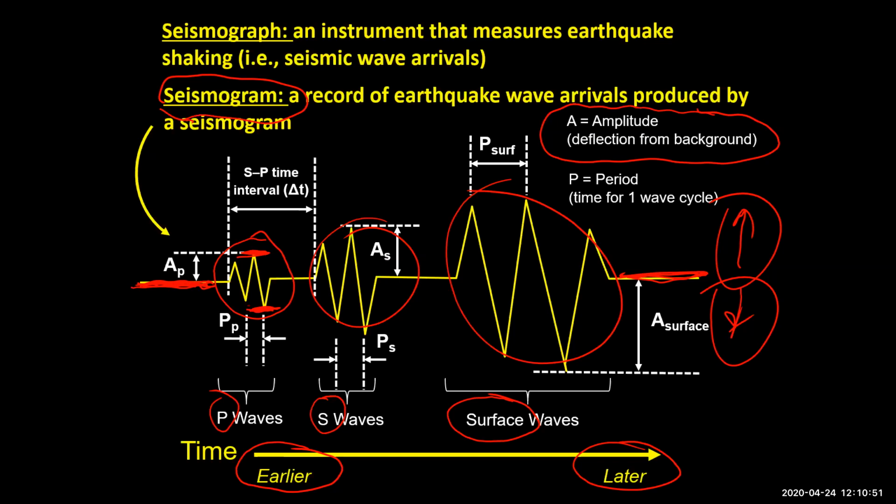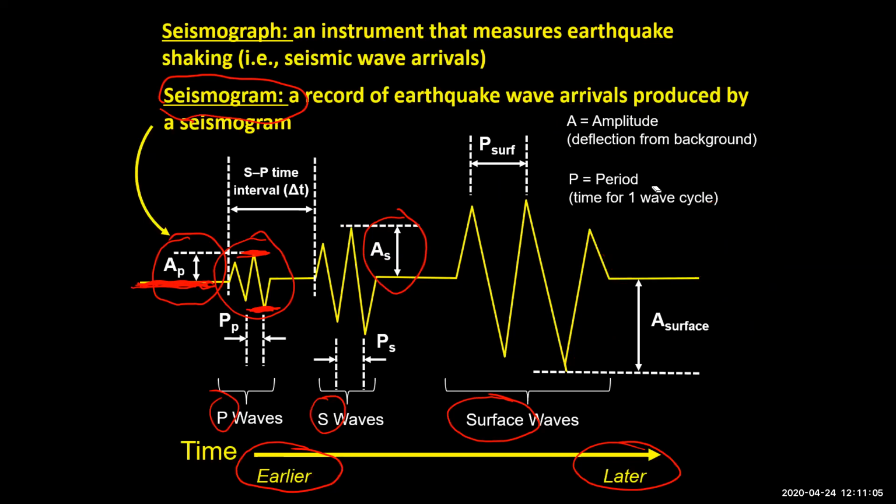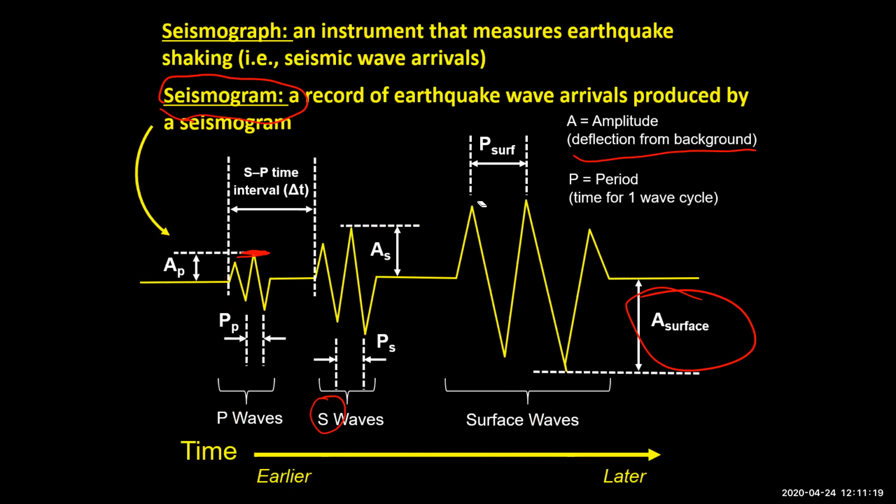So this is just an example of how we might measure the amplitude of the largest P wave. This is an example of how we might measure the amplitude of the largest S wave. And finally, this is an example of how we might measure the amplitude, that is the deflection from the background, of the largest surface wave. Okay, so make sure you understand how to measure wave amplitude on a seismogram.